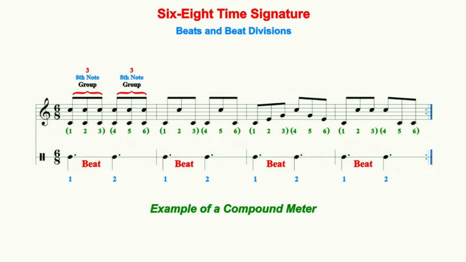After that, it falls to the musician to divide the top number by 3 in order to find the actual number of beats per measure. Thus, 6 divided by 3 gives us 2 beats per measure. Since each beat has been divided into groups of 3 eighth notes, we can add the eighth notes together to determine that each beat has a value of a dotted quarter note.